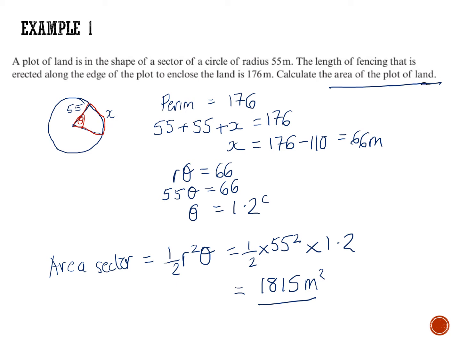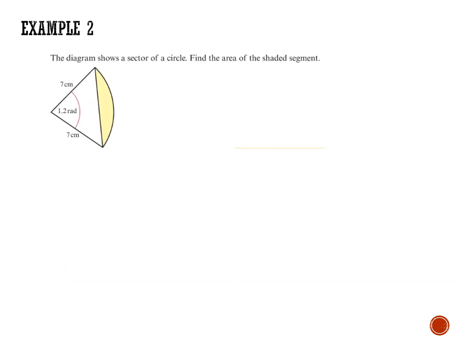Okay, question number 2 then. All right, so the diagram shows a sector of a circle. Find the area of the shaded segment. So this is the area here that we want to find. Remember, a segment, like a section of an orange. Now we do have our formula, but as I said, I don't generally use the formula. What I do is I do the area of the sector first.